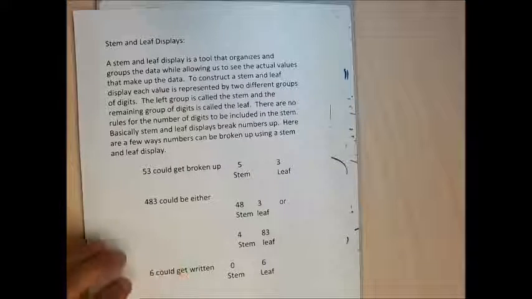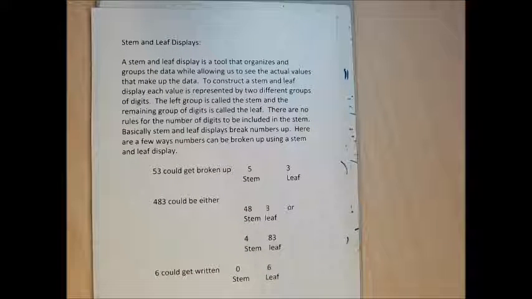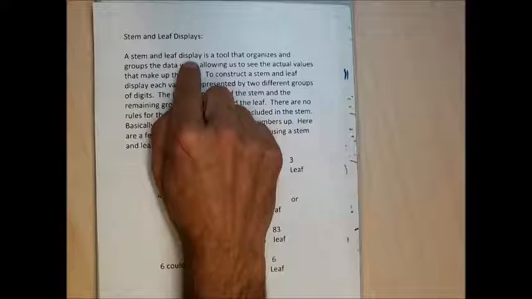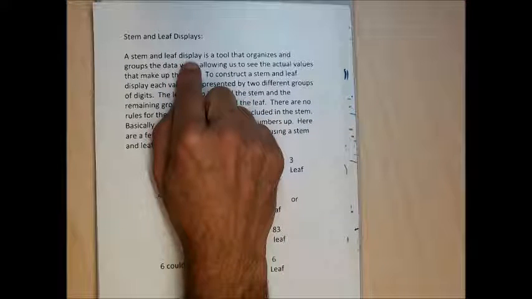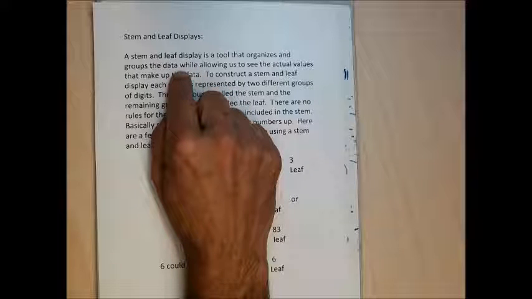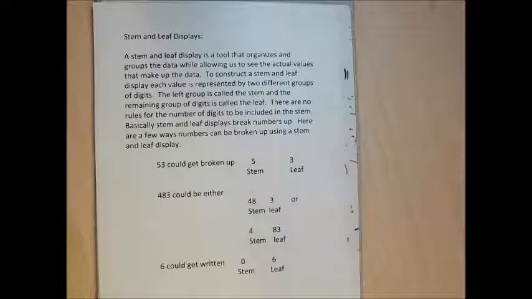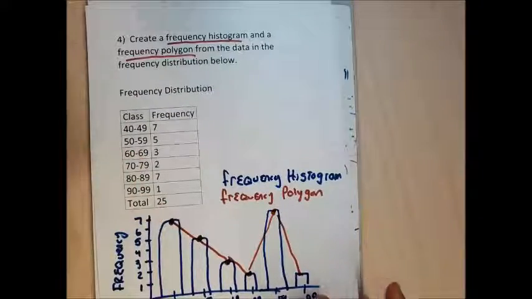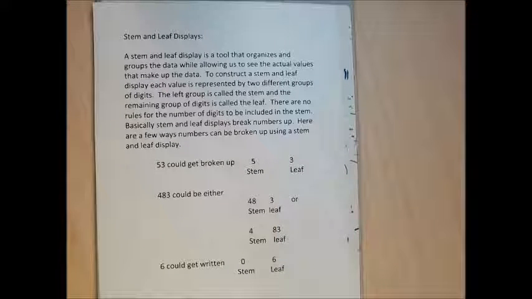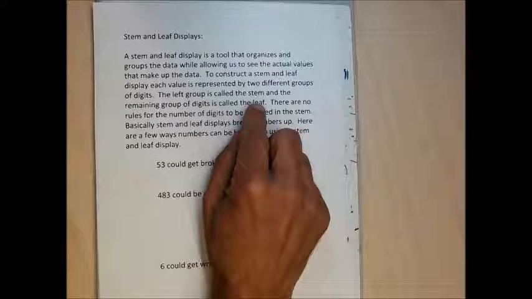Next activity is making stem and leaf displays, which I've never asked on a test, but I'll explain them a bit here. So a stem and leaf display is another way, another tool to organize groups of data while allowing us to actually see the actual values, which is kind of nice, because in this table, I guess I can see the actual values, but a stem and leaf is another way to organize data, and you can see all the values that make up the table. Which is kind of nice.